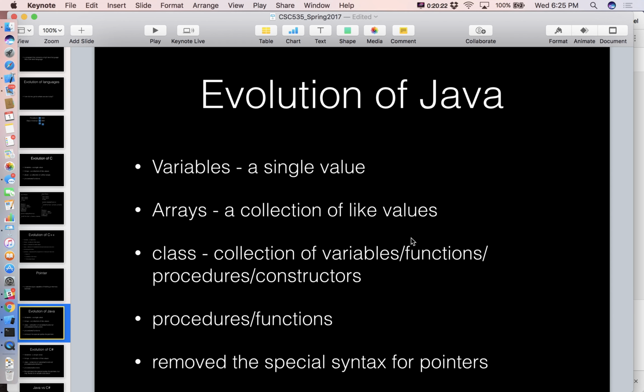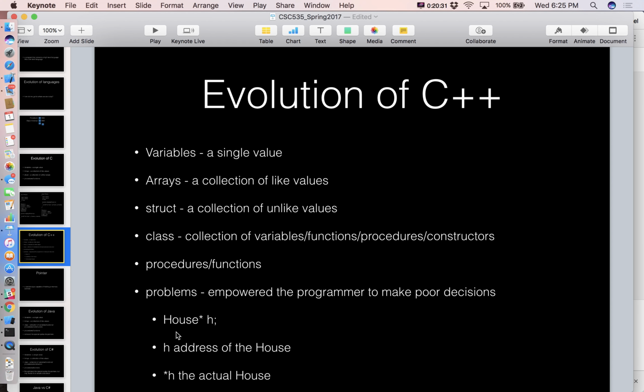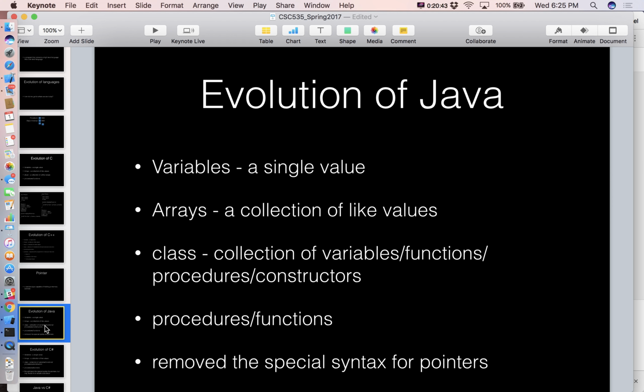All right, so besides getting rid of the structs, they also removed the special syntax for pointers. We talked about that last time, this star stuff and ampersand stuff. I think we looked at some examples of that. So Java got rid of that, so we didn't have a special syntax for dealing with pointers because Java made all those decisions for us. They decided what's an address versus what's a value.